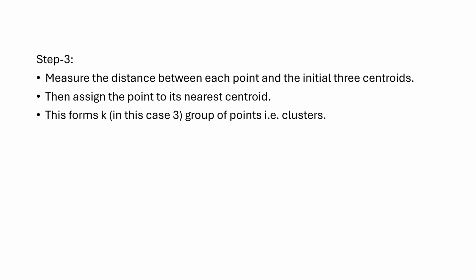Now we arrive at step 3, the assignment phase. In this step, the algorithm calculates the distance of every single data point in the entire data set from each of the K initial centroids. Once all the distances are calculated, every data point is assigned to its nearest centroid. This is the step that forms the initial K clusters based on proximity to the randomly selected starting centers.